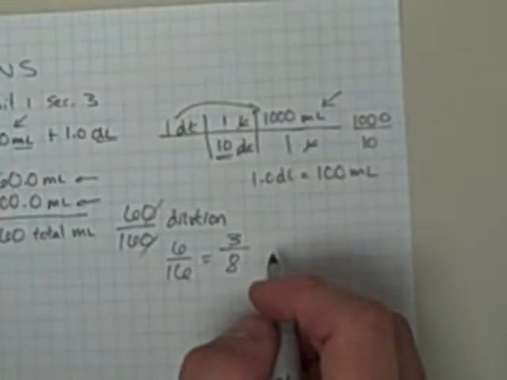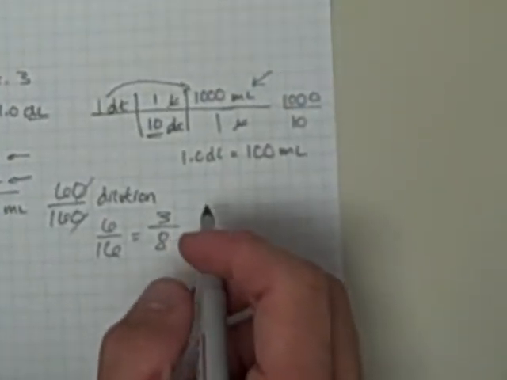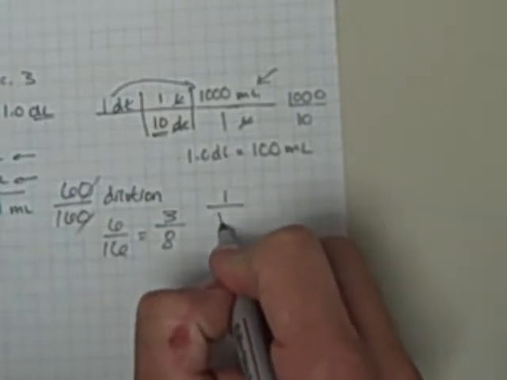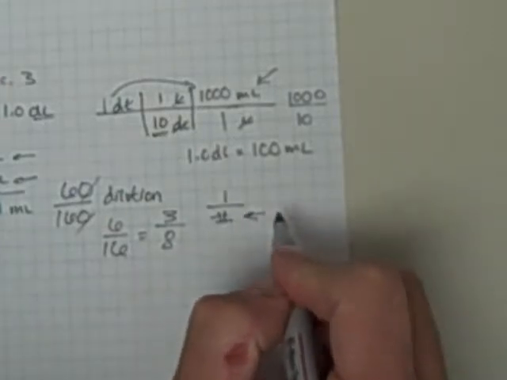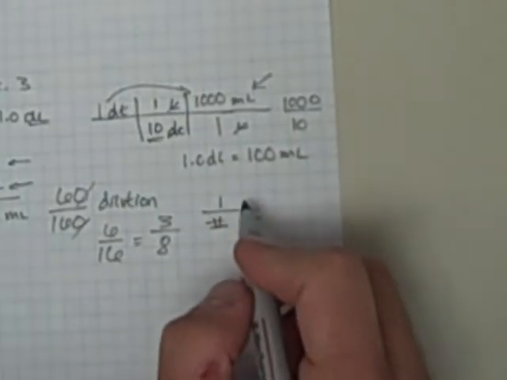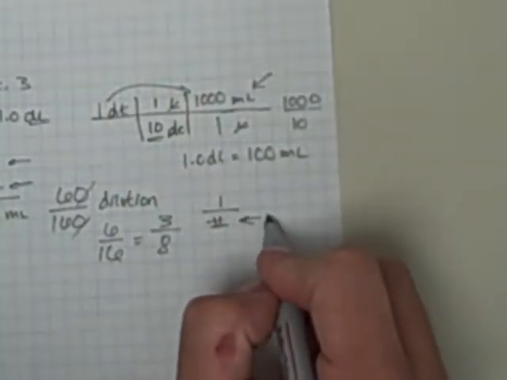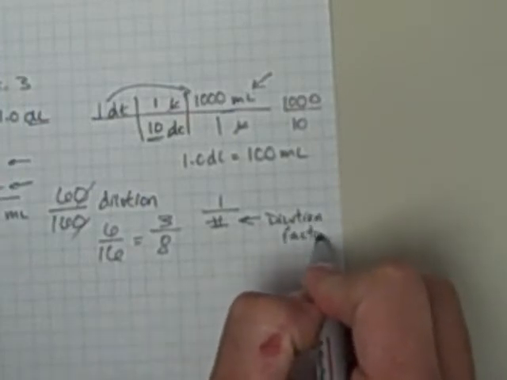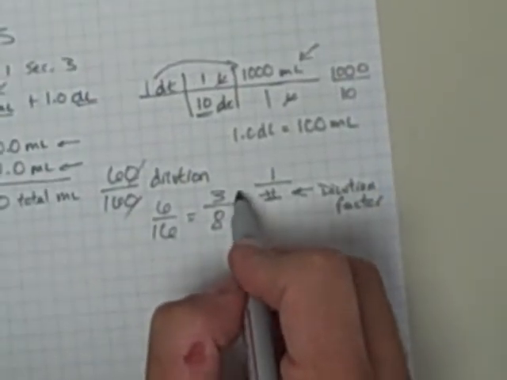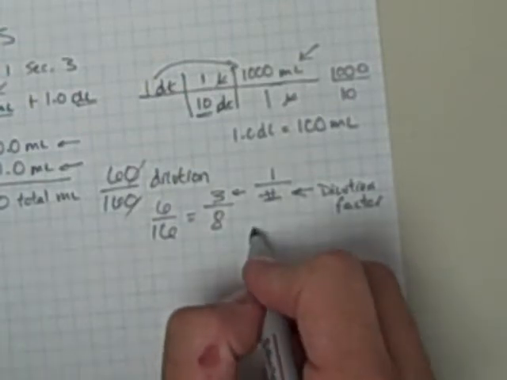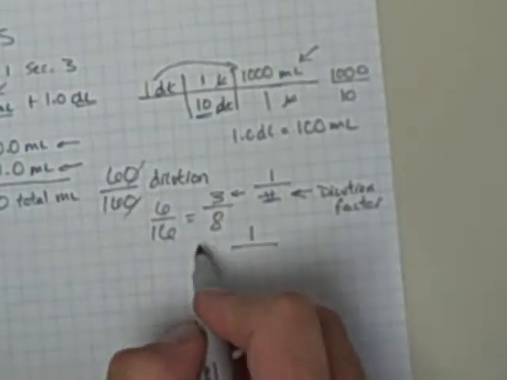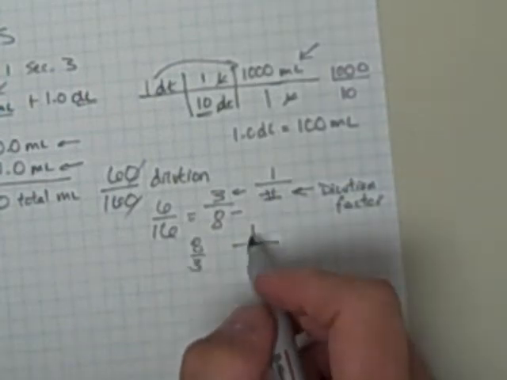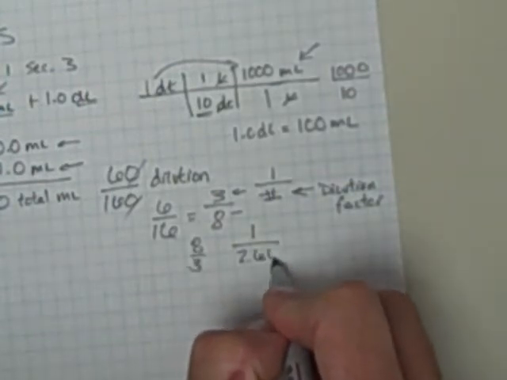Now a 3 to 8 dilution is looking a little bit better, but if I need a dilution factor, what I need is a 1 on the top and then some sort of number on the bottom. Because that number on the bottom, as long as there's a 1 on the top, is going to be my dilution factor. So what I need to do is get a 1 on the top here. So if I divide the top by 3, I end up with 1, and then I divide the bottom by 3, and I end up with 2.66.